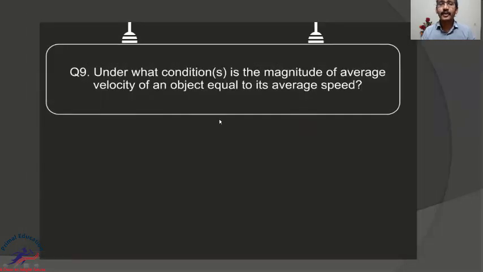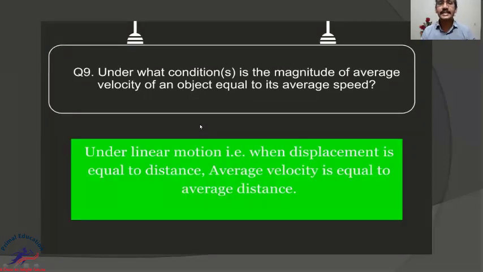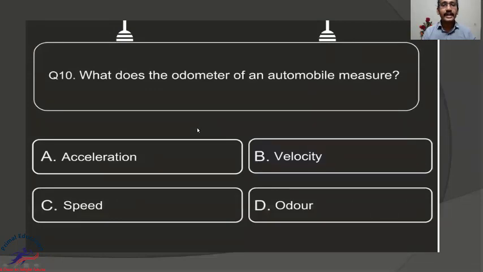Correct. Now, next, under what conditions is the magnitude of average velocity of an object equal to average speed? When the speed is equal to velocity, as we already discussed, it is in linear motion, an object which is in a straight line. Clear? What does the odometer of an automobile measure? The odometer of an automobile measures distance.